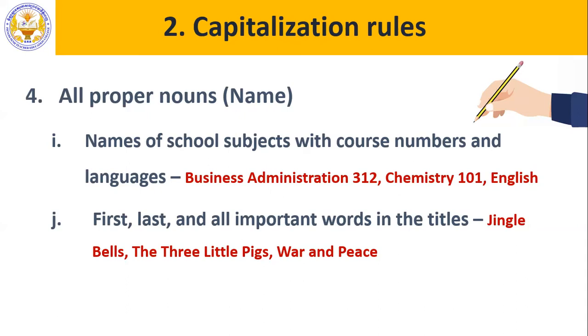J. First, last, and all important words in the title. When you write the title of your paragraph, you have to capitalize all important words. Important words mean nouns, verbs, adjectives, and adverbs. And not important words, like prepositions or articles, like Jingle Bells, The Three Little Pigs, War and Peace. These are the titles of books.